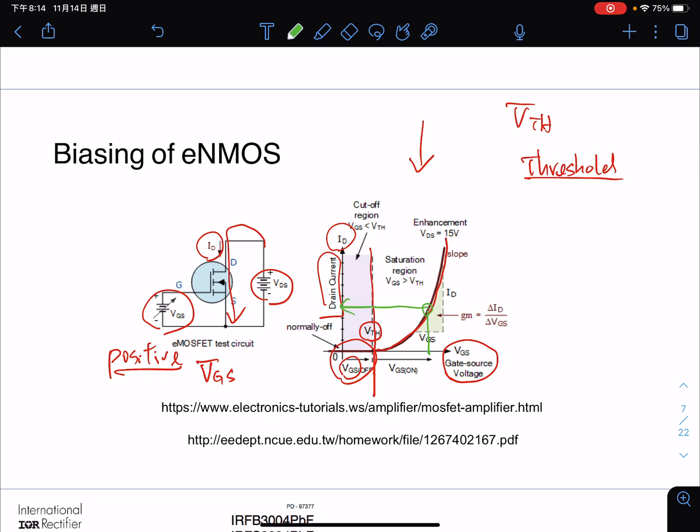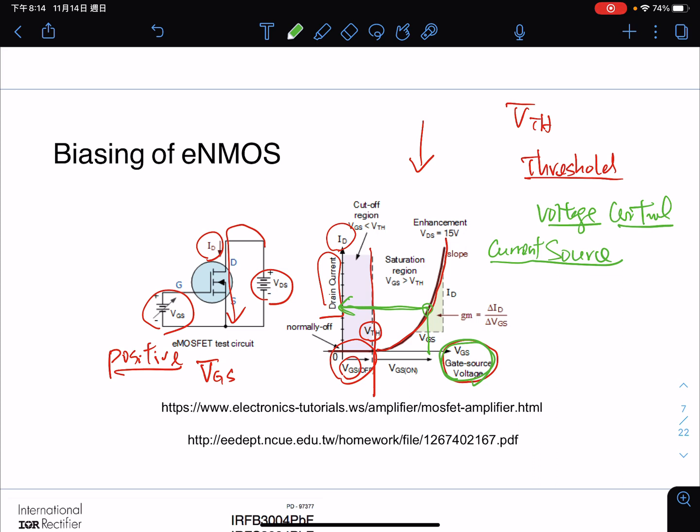That means this is a voltage control current source. Why do we call it a voltage control current source? Because the drain current ID is controlled by the gate to source voltage, and once it's fixed, then the drain has a fixed current.